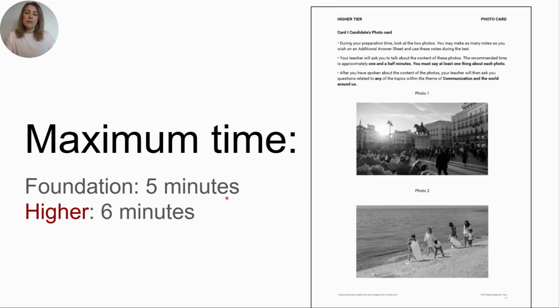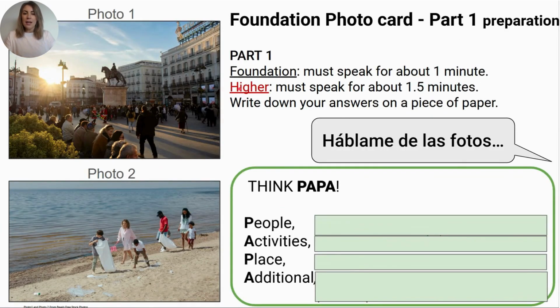So if you're doing foundation, you are expected to be talking for at least 5 minutes. And if you're doing higher, it's 6 minutes in total. However, for the photo card, it is 1 minute for foundation and 1.5, so 1 minute and 30 seconds for higher. Okay, so you write down your answers on a piece of paper in your preparation time for your actual exam, and you can do the same here.